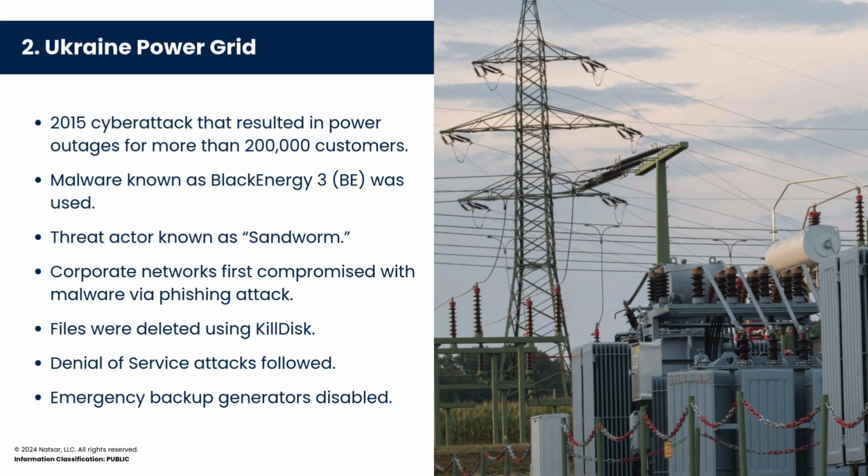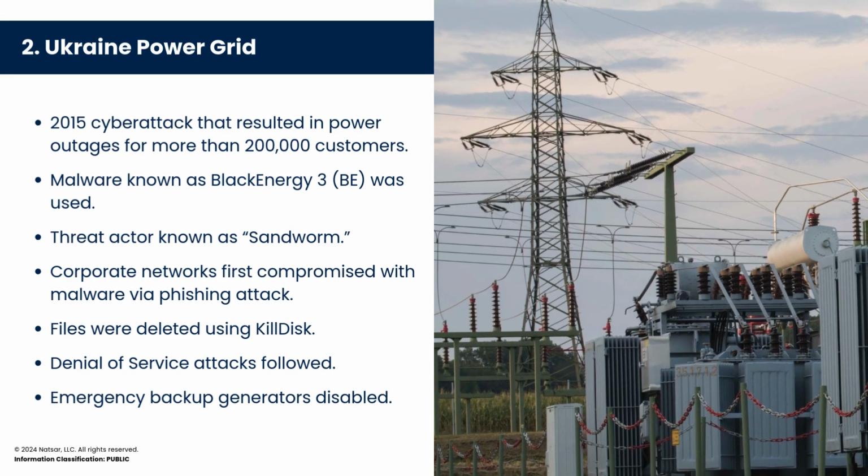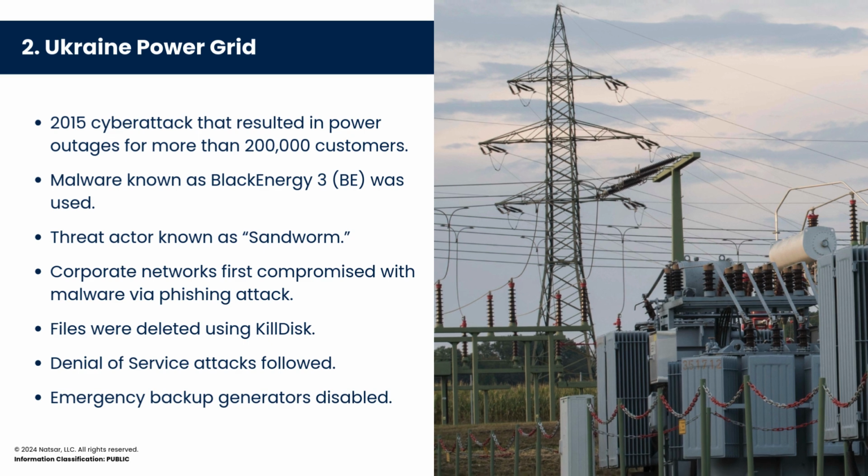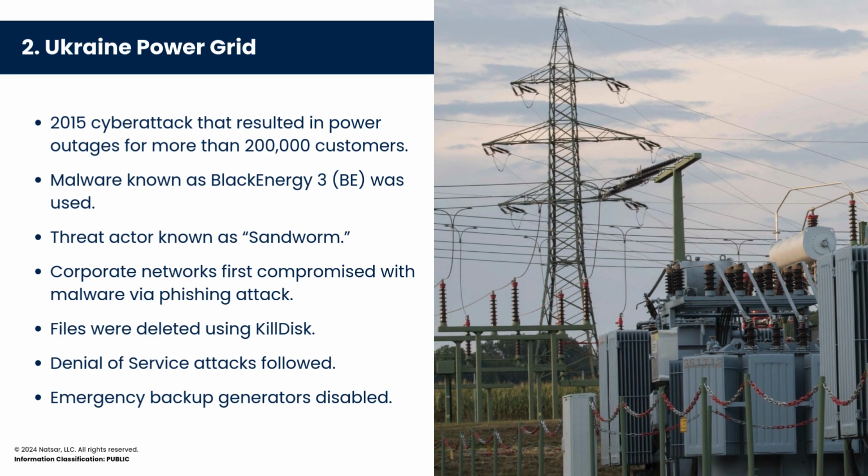Number two, the Ukraine power grid. I said that we would be talking about this. This is a 2015 cyber attack that resulted in outages for more than 200,000 customers. This is where that BlackEnergy 3 malware was used by an attacker that goes by Sandworm. First, they infiltrated corporate networks, and then they moved to the operational technology network from there. And they did this from a phishing attack. They deleted a bunch of files using KillDisk.